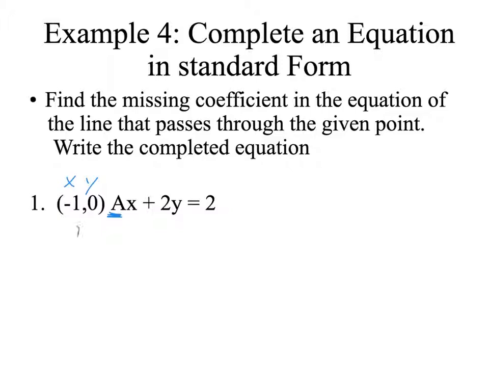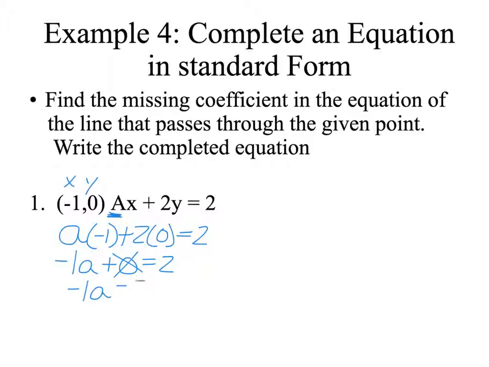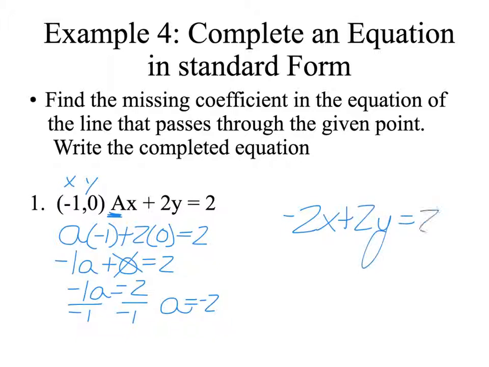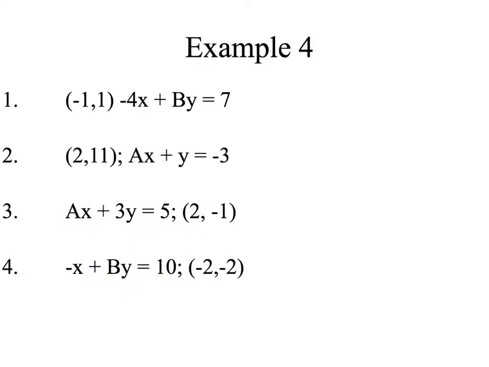So what this would look like then is a times negative 1 plus 2 times 0 is going to equal 2. Negative 1a plus 0 equals 2. The 0 technically goes away, and I have negative 1a equaling 2. Divide each side by negative 1, and a equals negative 2. You do need to write the final equation then, so negative 2x plus 2y equals 2. All you're doing is plugging the x and the y in, solving for the missing piece, and then writing the final equation. I'd like you to go ahead and try these 4, and then we'll come back together and go over them.